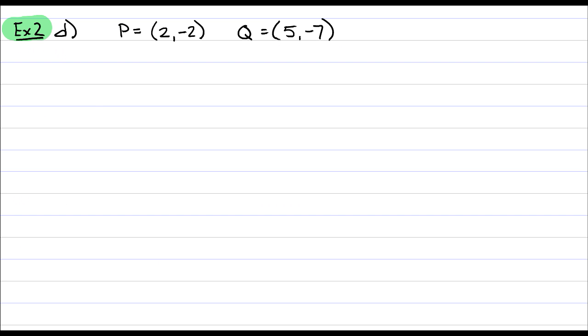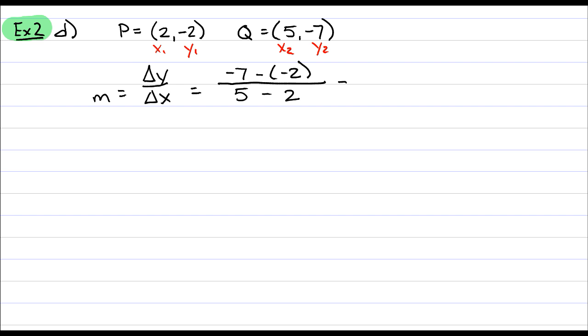Okay, so for part D, our slope, as before, is delta y over delta x. Again, we'll label these x1, y1, x2, y2. So actually calculating the slope, we're going to get minus 7, y2, minus negative 2, that's y1, divided by 5 minus 2. So up top, we have minus 7 plus 2. So that's going to be minus 5 divided by 3. That fraction doesn't simplify any, so we'll leave it like this.